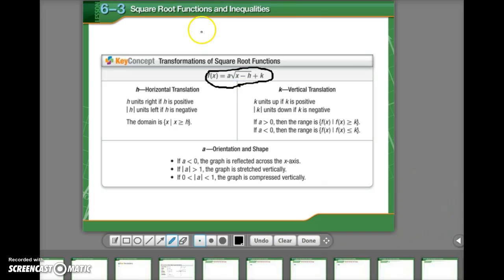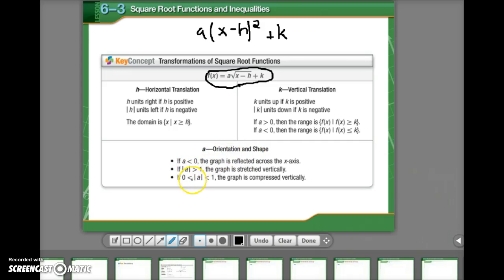Remember that vertex form of a parabola was a times (x minus h) squared plus k. So notice that's pretty much the exact same as this square root function transformation formula, except here's a square, here's a square root. Other than that, it's the exact same. h is still our horizontal translation, k is still our vertical translation. a is the orientation and the shape of the problem.